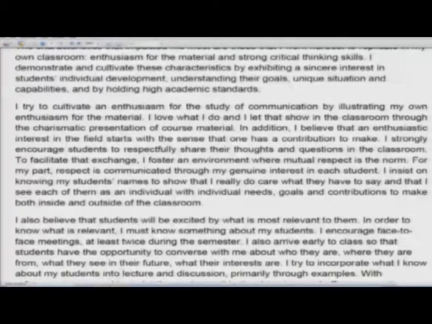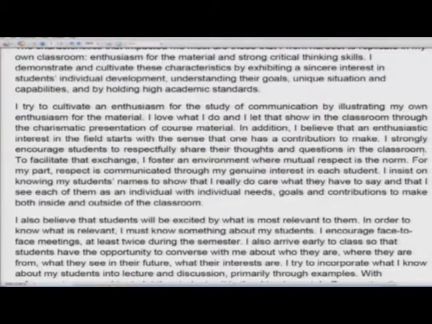I try to cultivate an enthusiasm for the study of communication by illustrating my own enthusiasm for the material. I love what I do, and I let that show in the classroom through the charismatic presentation of course material. In addition, I believe that an enthusiastic interest in the field starts with the sense that one has a contribution to make. I strongly encourage students to respectfully share their thoughts and questions in the classroom. So, you can see here some techniques used by the candidate in the classroom.